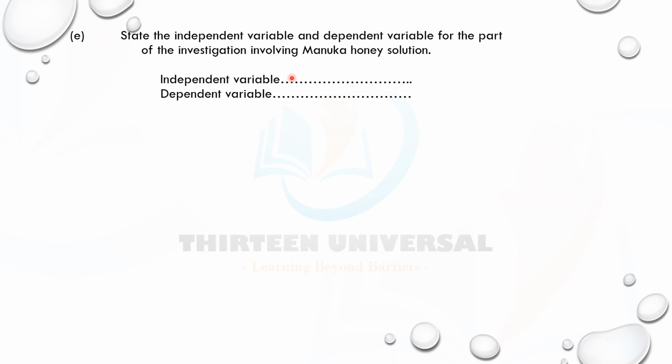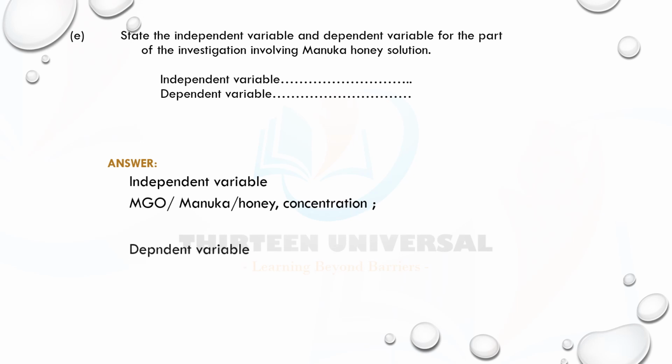So what are we changing? Remember, independent is what you're changing. Dependent is what you are measuring. We're just varying the concentration of Manuka. You just saw us do it: 90, 70, 50, 30, 10, and all of that. Now what are we measuring? Bacterial growth, which is measured by turbidity. So the independent variable is concentration of honey. Dependent is turbidity. 2 marks.